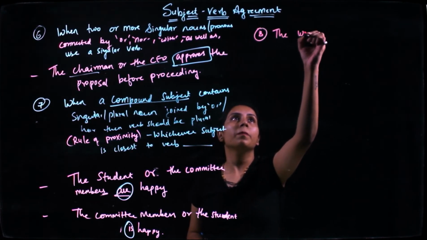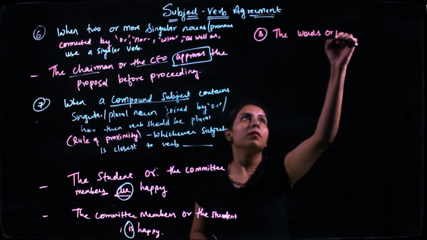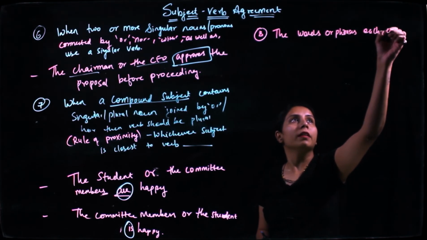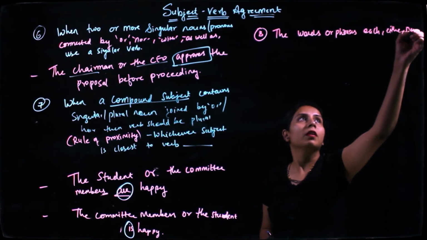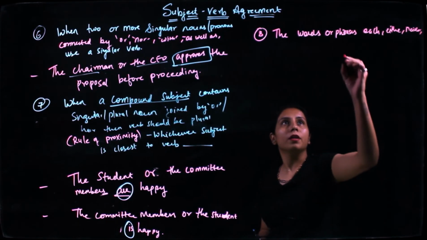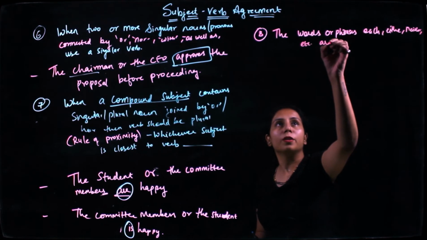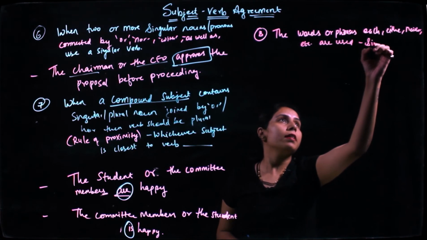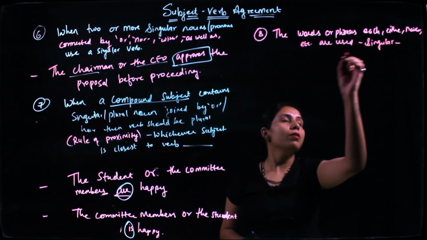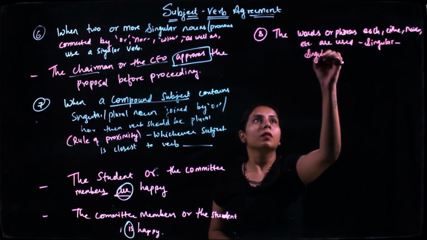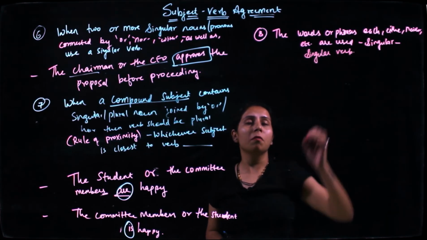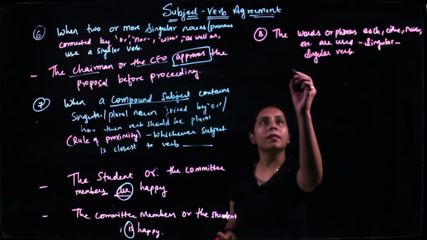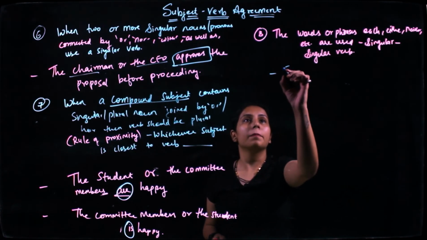When the words or phrases like each, either, neither, and so many examples given in your notes are used, in that case, if they are singular, we use a singular verb. Now you would say it is going on again and again, singular, singular, plural, plural, but the rules are very complex if you see in the examples. Let me take an example.